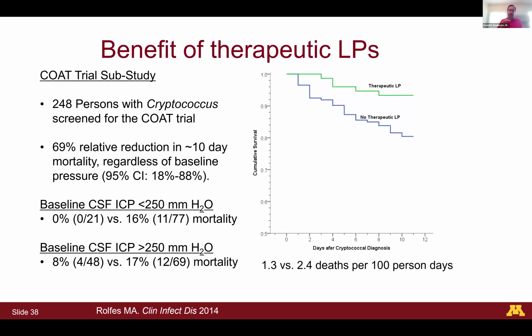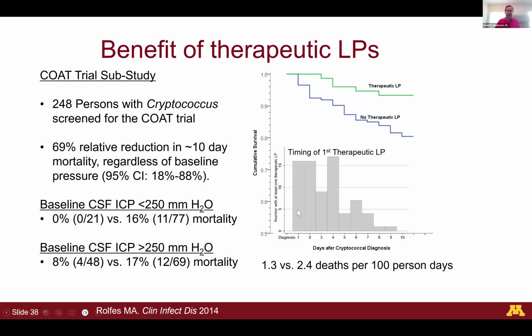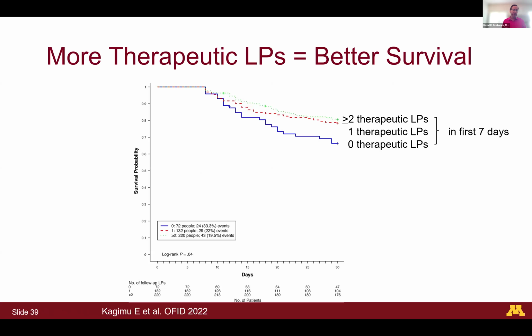Of those who had a normal baseline pressure, who would not be recommended to get a follow-up LP, if they did get a follow-up LP, there was 0% mortality versus 16% mortality over time. Some of those that did have high ICP, who should have also gotten an LP, also had an improvement. So there was an improvement in survival regardless of your baseline pressure. What we recommend is to do scheduled lumbar punctures on day 1, day 3, day 7, and then at hospital discharge near day 14. Most of these therapeutic LPs occurred in the first couple of days after diagnosis. More therapeutic LPs generally means better survival.